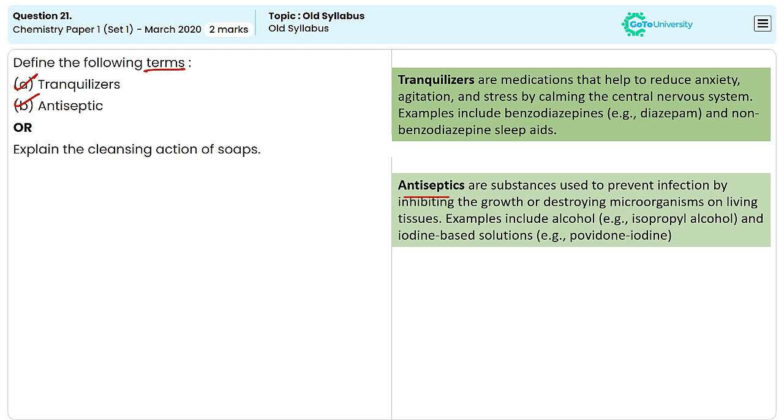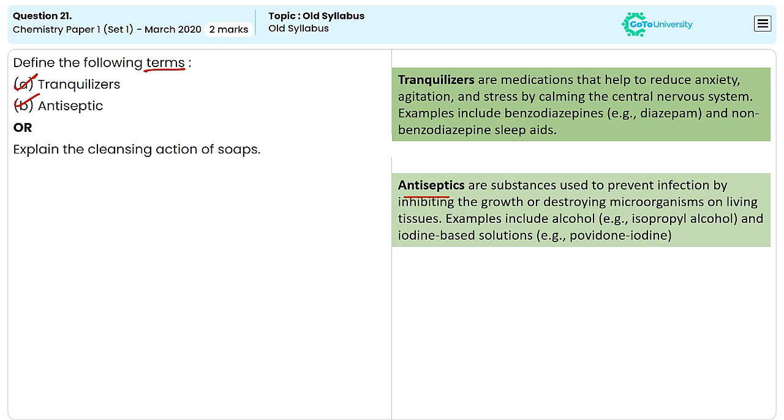They are used to clean wounds and prevent infection. Common antiseptics include alcohol, hydrogen peroxide and iodine solutions. They are used for wound care, hand hygiene and pre-operative skin preparation to prevent infections.